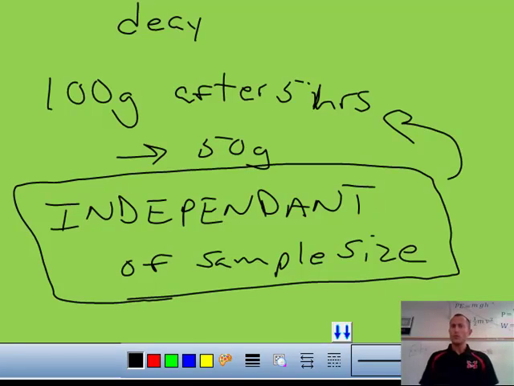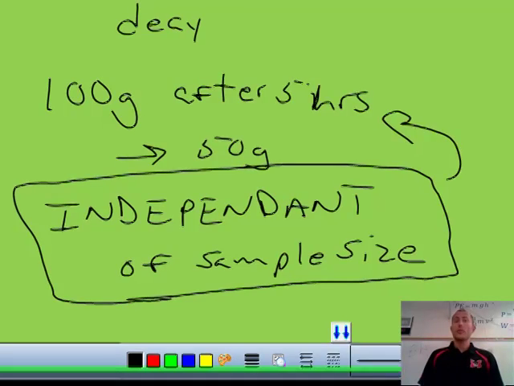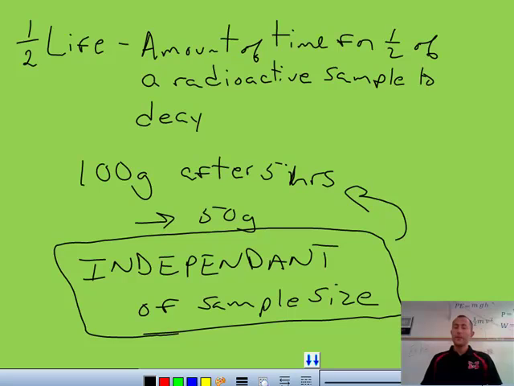So I'm talking about the half-life. It doesn't matter how much we start with, it doesn't matter how much we have left. After that period of time you're going to have another half of it gone. It's because it's a random process. Decay is a completely random process.